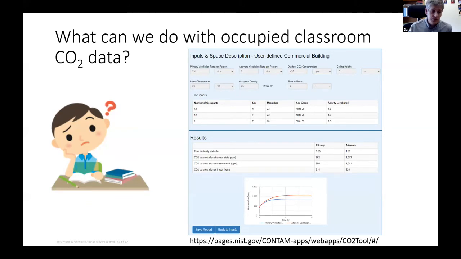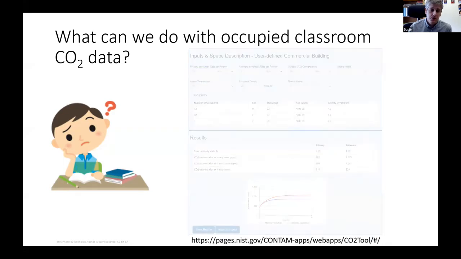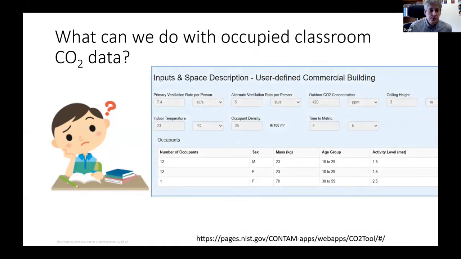You can just search for CO2 NIST web tool and you should be coming up with it. What this tool does is it allows you to put in a number of parameters, including various ventilation rates, design ventilation rates, and various activity levels for each age group.